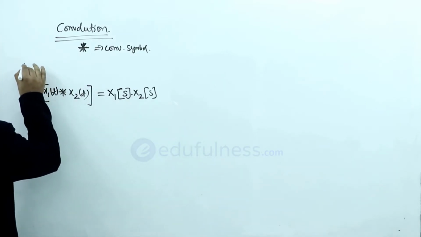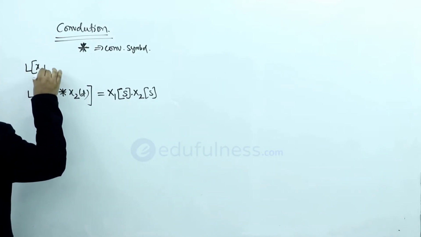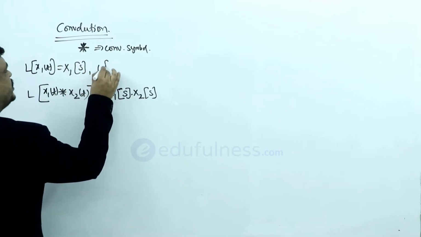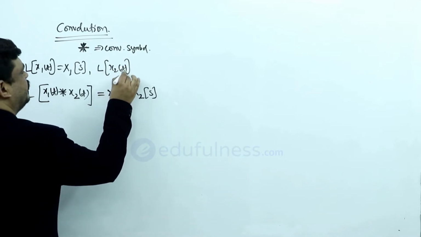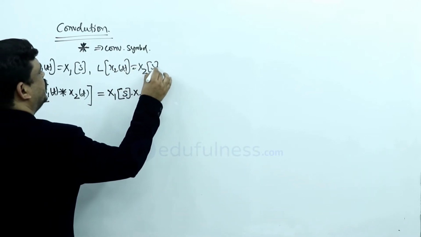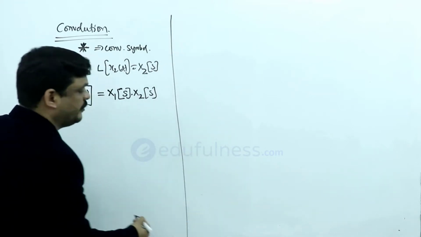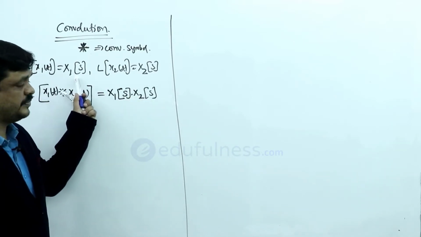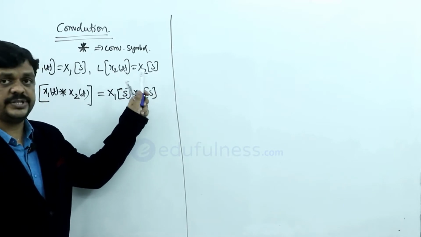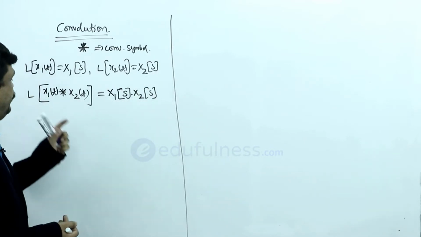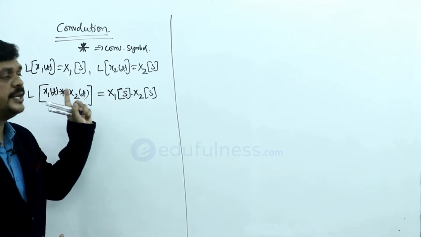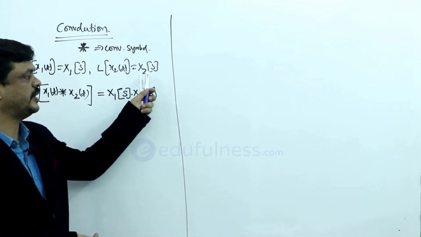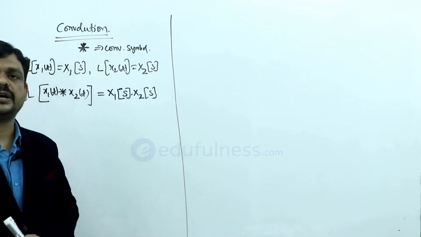So, for this purpose I am writing a few statements. Laplace transform of x1 of t is x1 of s, and Laplace transform of x2 of t is x2 of s. Those are the individual Laplace transforms. And if you apply the Laplace transform to the convolution of these two functions, then in the frequency domain it becomes the multiplication of the frequency domain functions, so x1 of s into x2 of s. This is the standard statement of the convolution property.